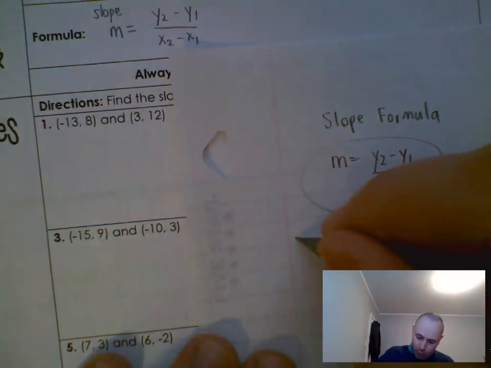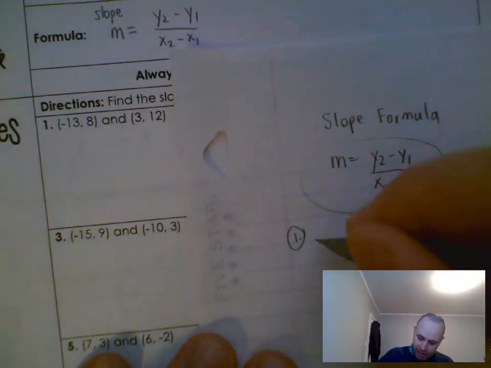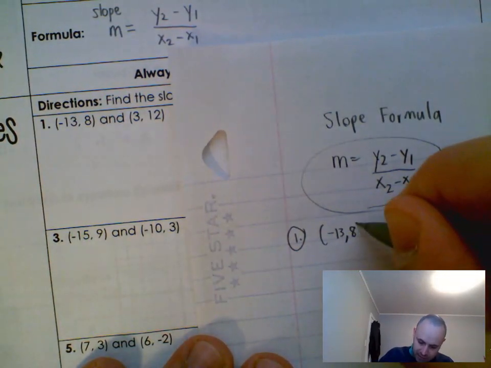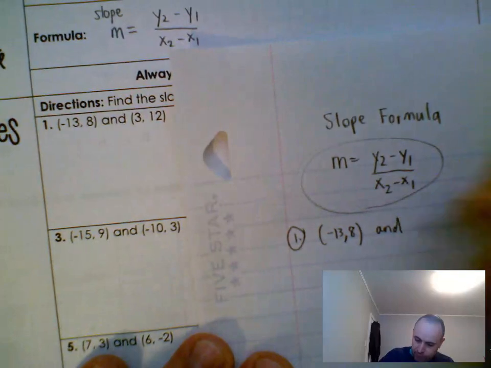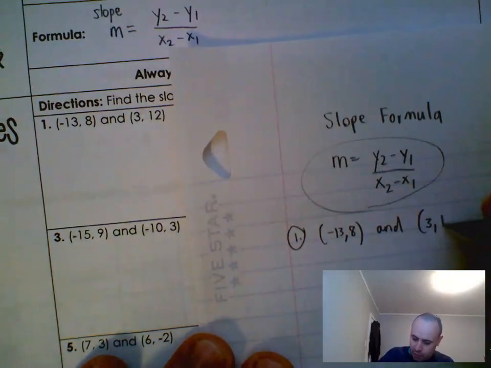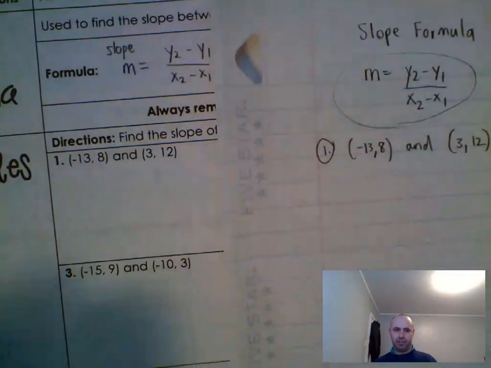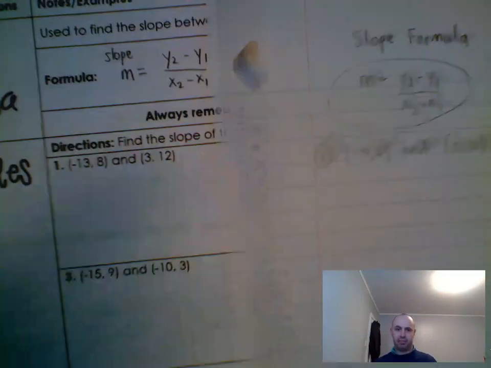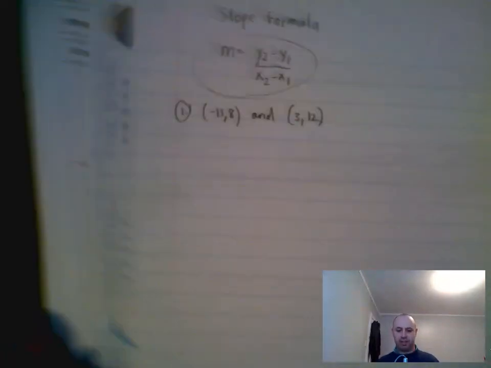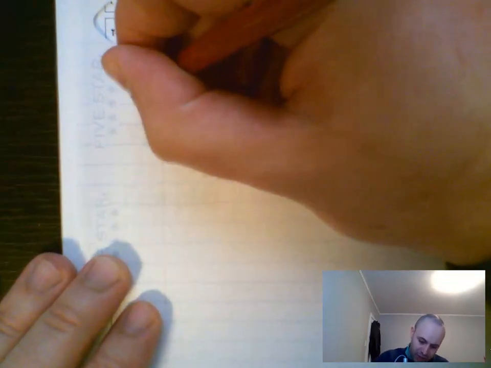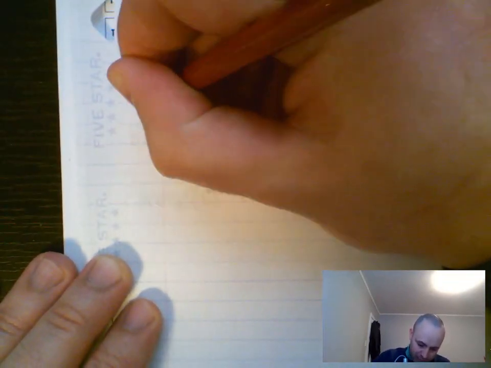And then we'll write down number 1 and do these problems here. Number 1 says -13, 8 and 3, 12. I'm just getting this from here. I'm going to take my information from this sheet and put it on a separate sheet of paper. Basically, your directions for this whole thing is to find the slope.